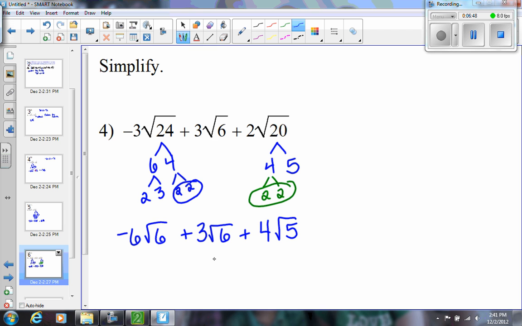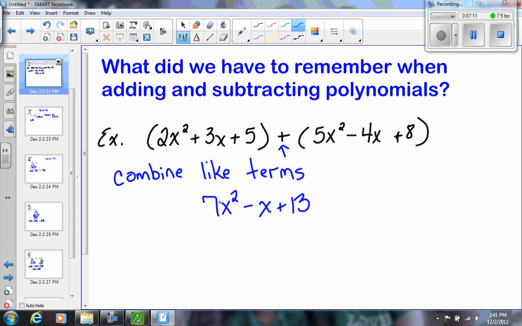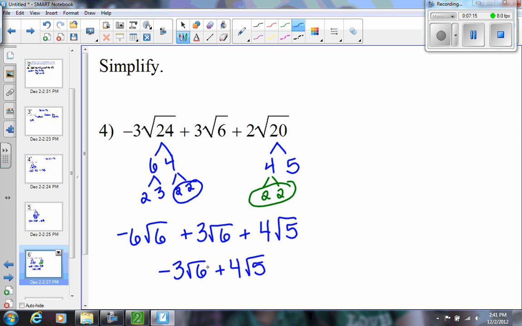So now this is what I'm left with. Remember that radicands have to be the same. Well, I won't be able to do anything with the 4 root 5, but negative 6 root 6 plus 3 root 6 gives me negative 3 root 6 plus 4 root 5. So that would be my answer. Just like sometimes you can't simplify, like on that very first problem we looked at with polynomials, I can't combine the x squared and the x. Well, similarly, I can't combine the root 6 with the root 5, so I would stop there.